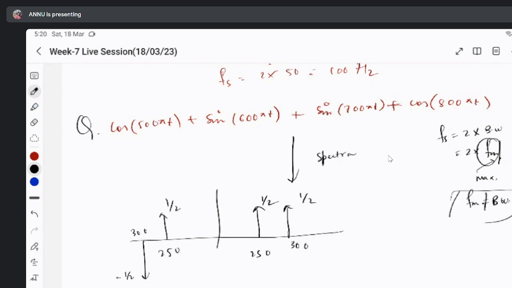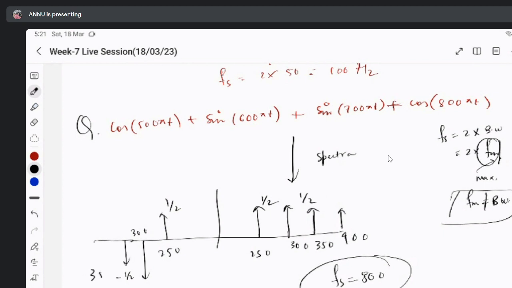So in the spectra, we have to see the maximum frequency. What is the maximum frequency? Maximum is 400. So for 400, the Fs should be 800. Simply it will be 800. I'll just draw the complete spectra: 350, and then cos is there, then 400, 400.